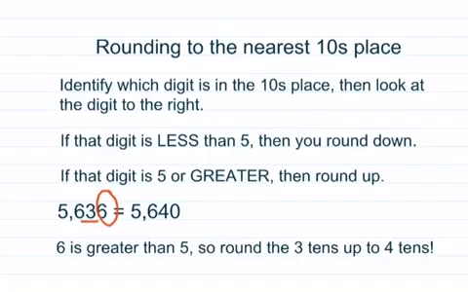So in this case, we have 5,636. Well, the digit 3 is in the tens place, so I look right next door to the right, and that's a 6. Well, 6 is greater than 5, so I'm going to round up. So the 3 tens, or the 30, is going to round up to 40. So the answer is 5,640.